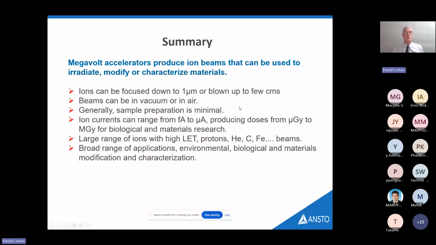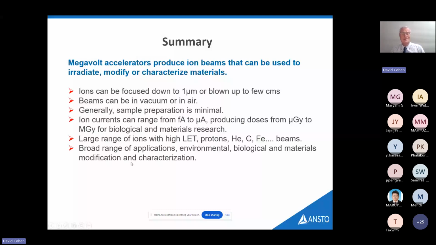We can put very small currents, even individual ions, on these targets, from femtoamps to microamps. We can give doses to targets from microgray to megagray, and we can dump energy, linear energy transfer, with protons and helium and a whole range of heavy ions to simulate the radiation we see in space. And it has an enormous, broad range of applications.